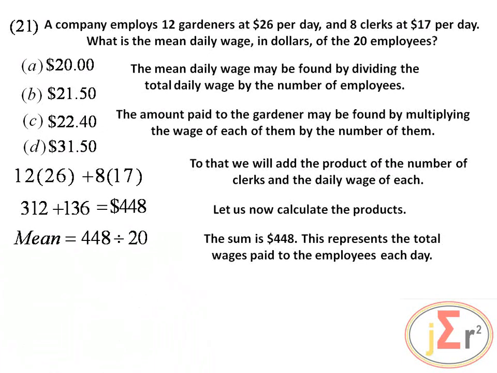Mean is equal to $448 divided by 20. The total paid to all of them divided by the number of them. Mean is equal to $22.40. The correct answer is option C.